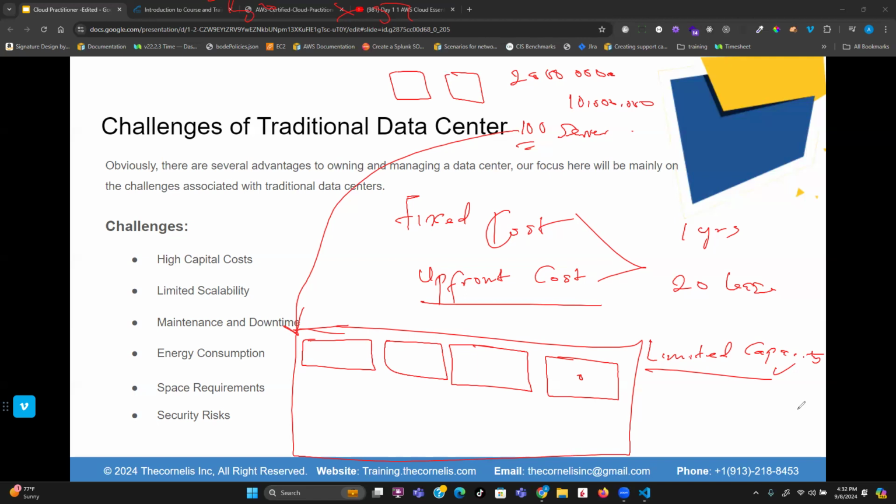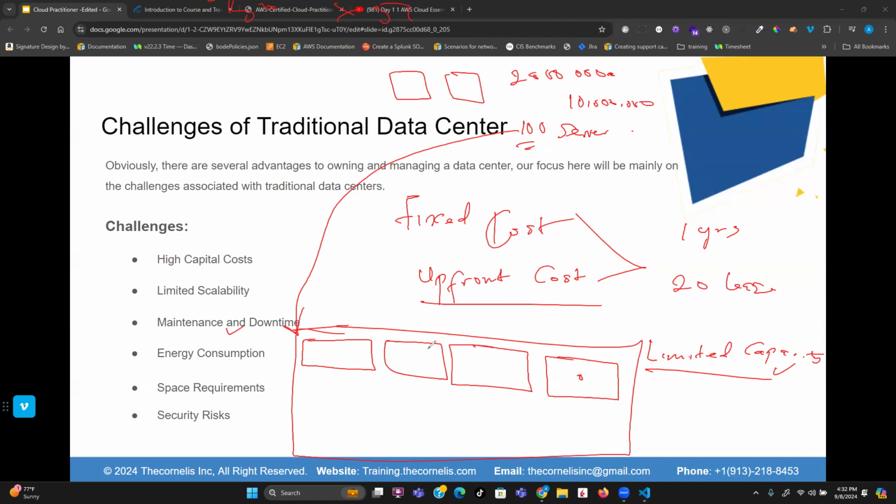It has limited scalability. The third thing is that you are going to be maintaining the server: maintenance and downtime. A server is a physical thing. It's something that you use, and everything that you use is prone to wear and tear, right? So for your server not to go down, you need to be maintaining it.